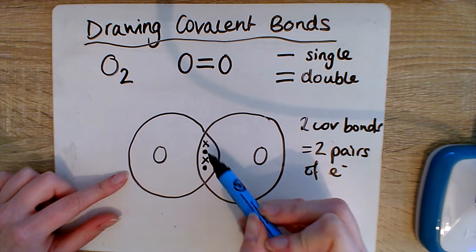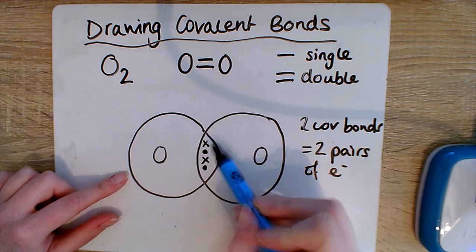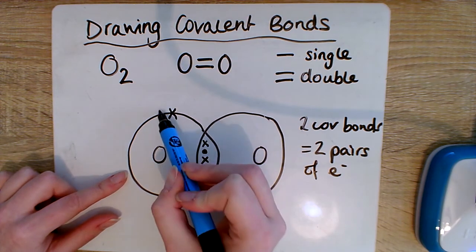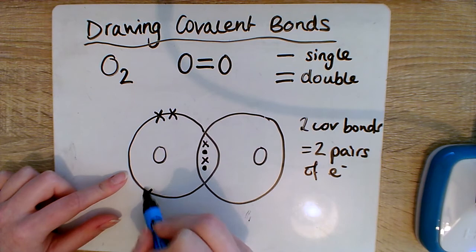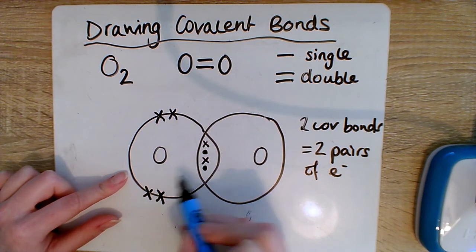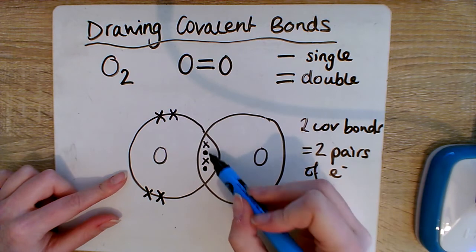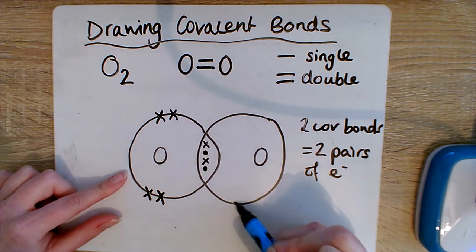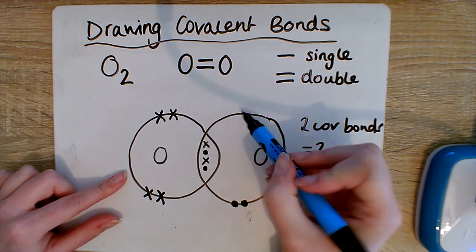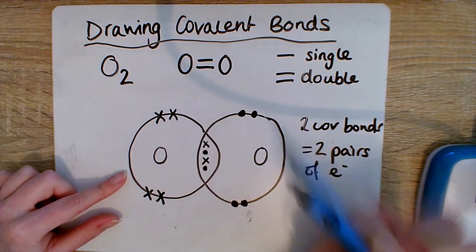I've already got 1, 2 here. So I'm going to add in the others. 3, 4, 5, 6. So it's got its 6 electrons that it had originally. And this oxygen, same again. So we've got 1, 2, 3, 4, 5, 6, like that.